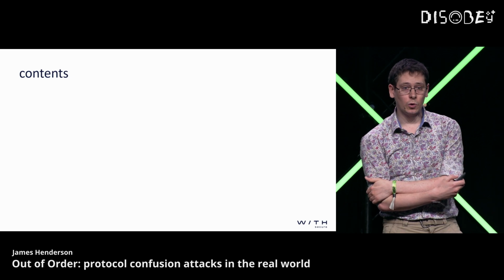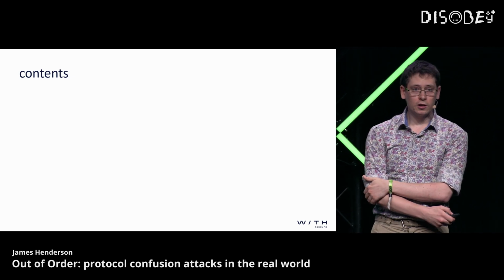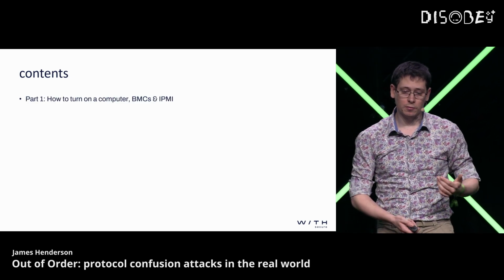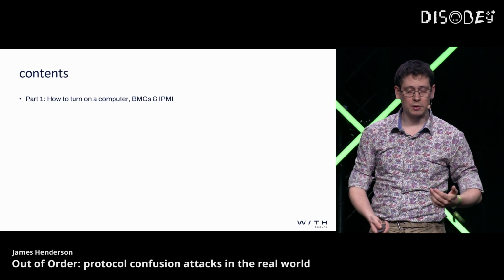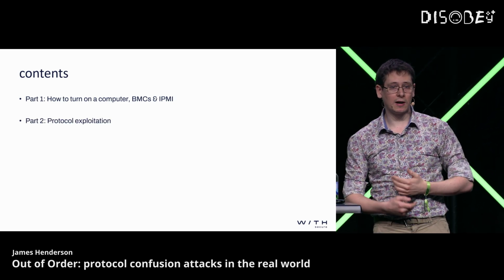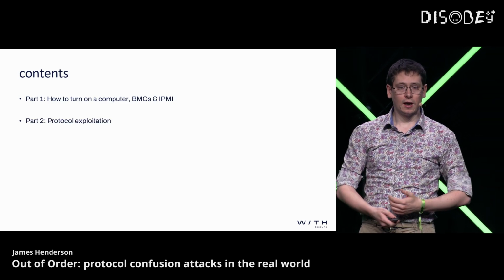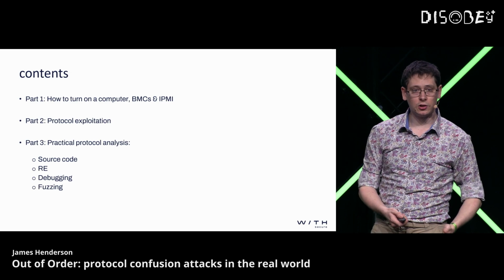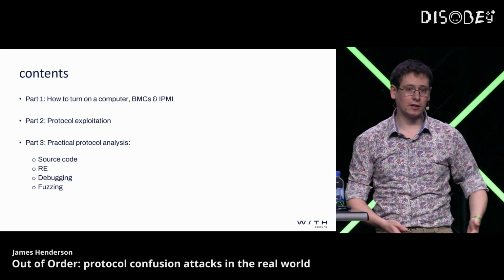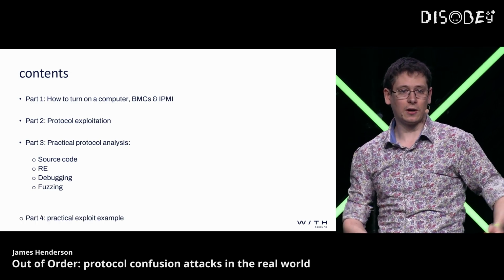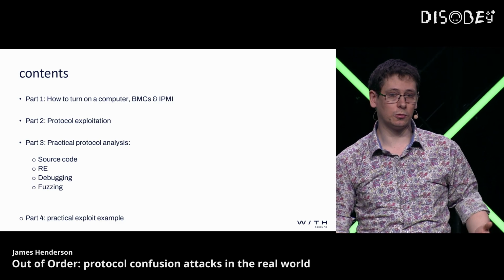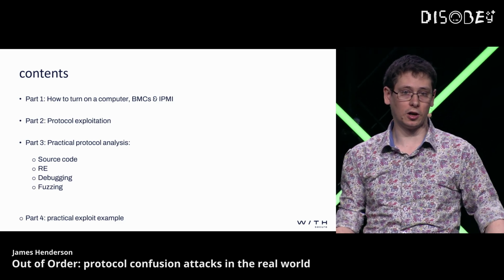So we're going to talk about two things today. We're going to talk about a protocol you may or may not have heard of before, something called IPMI. Then we're going to be talking about how to exploit protocols in general. And we're going to show some practical techniques for doing so, a bit of reverse engineering, a bit of fuzzing. And finally, we're going to show how you put these two together and you do practical reverse engineering and exploitation of an IPMI protocol.